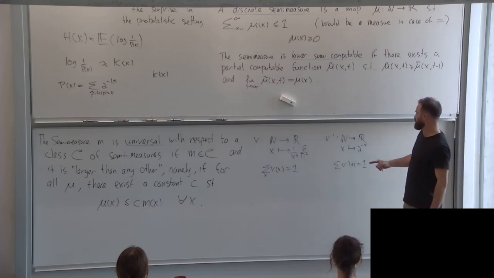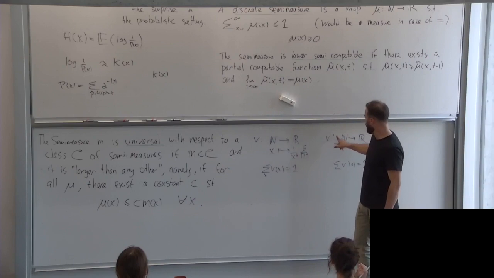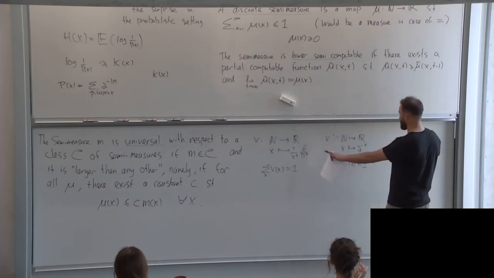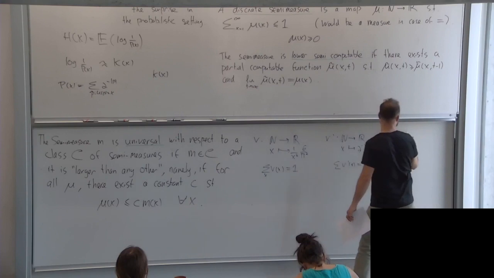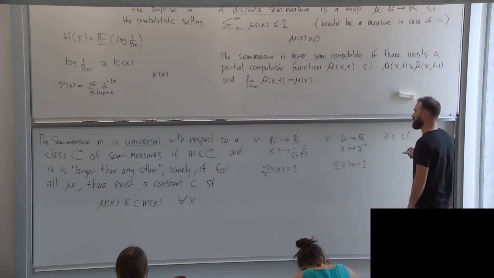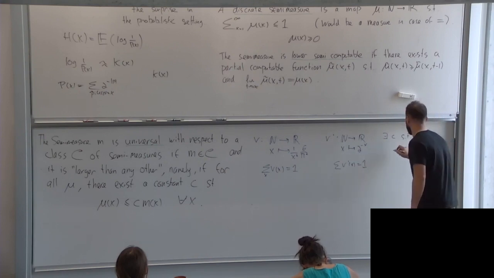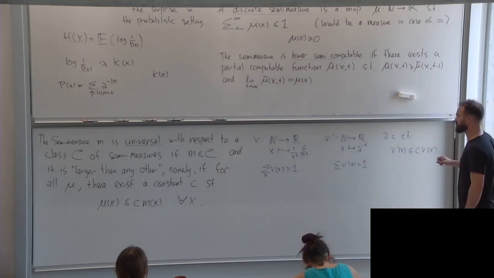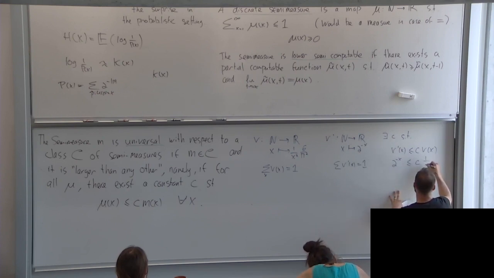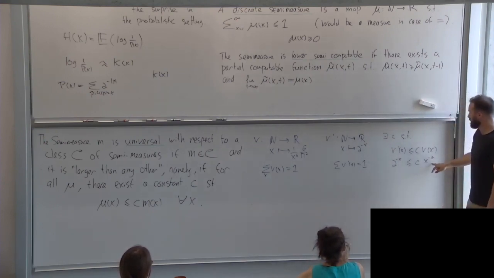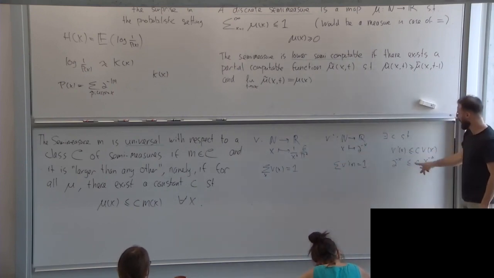So in this case, nu dominates nu prime. Because let's see with the definition here, there exists a constant c such that nu prime of x is smaller or equal to c times nu of x. It means that 2 to the minus x is smaller or equal than some constant c times 1 over x squared, which is x to the minus 2. Okay, I absorbed the normalization into the existence of that c.